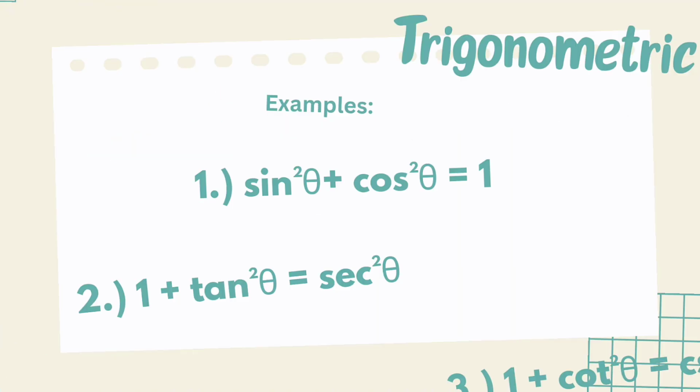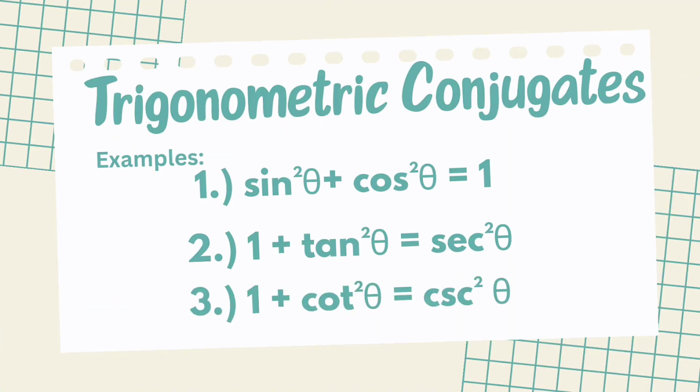Examples of trigonometric identities. Sine squared plus cosine squared is equal to 1. Another one is 1 plus tan squared is equal to secant squared. And the last is 1 plus cotangent squared is equal to cosecant squared.